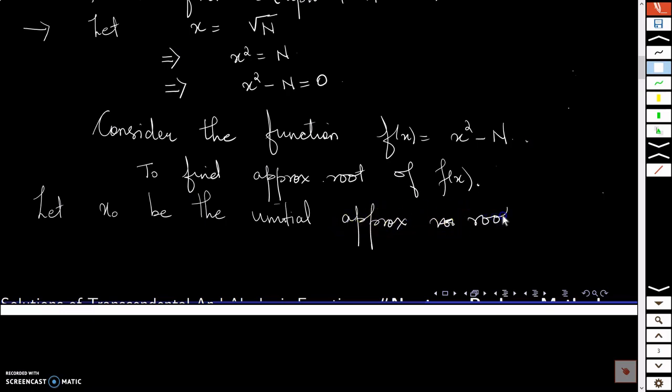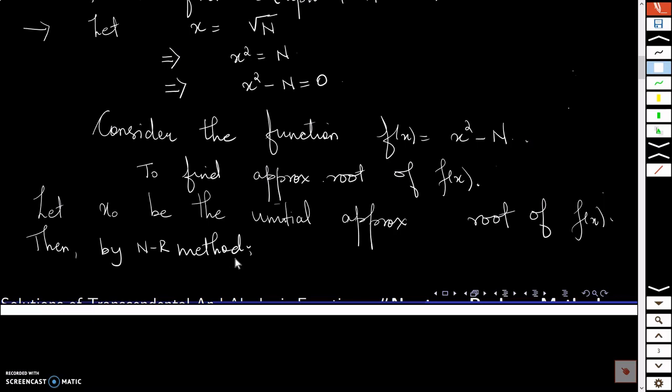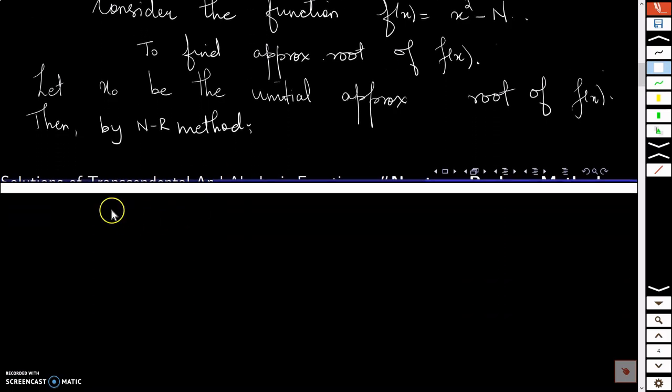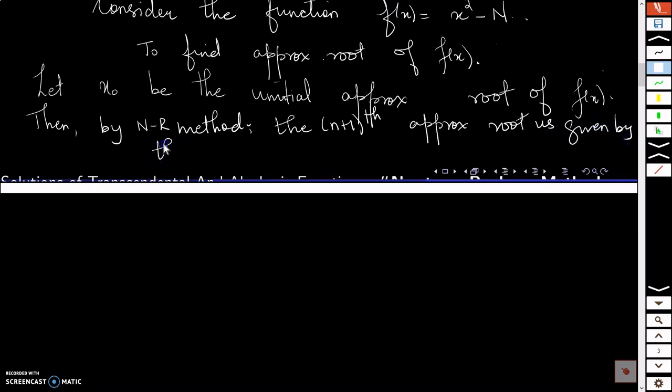Approximate root of the function f of x. Then by the Newton-Raphson, or in short NR method, how can we compute the n plus 1th approximate root? We have already done this. The n plus 1th approximate root is given by the expression.